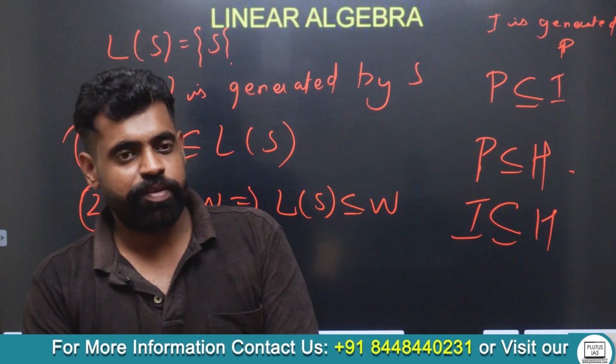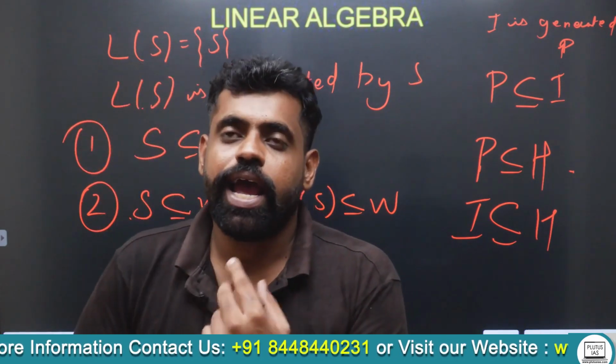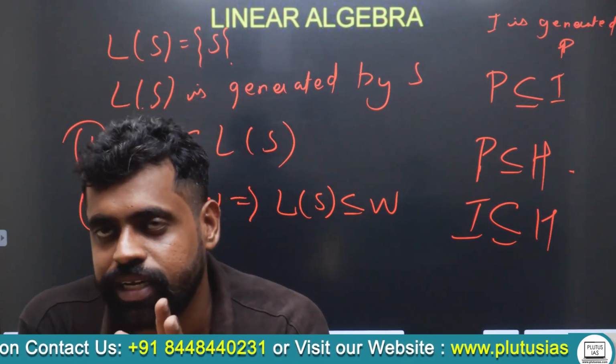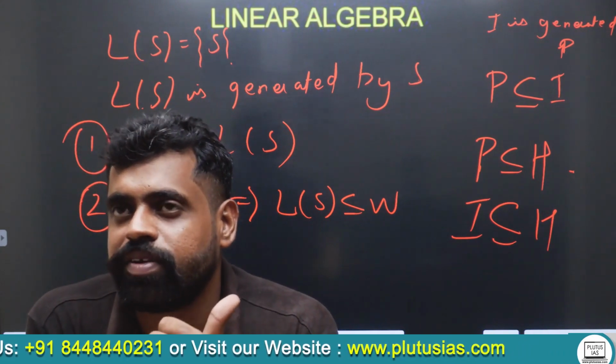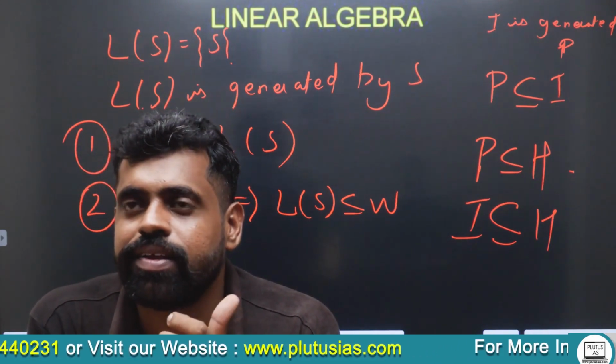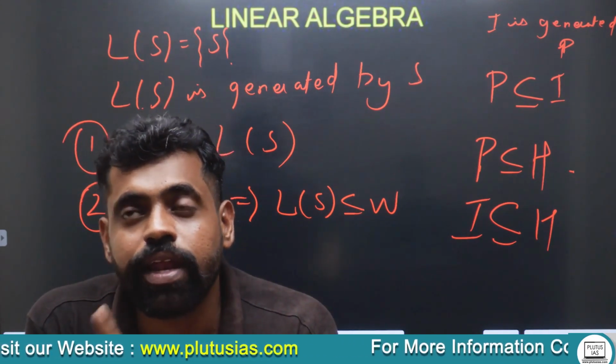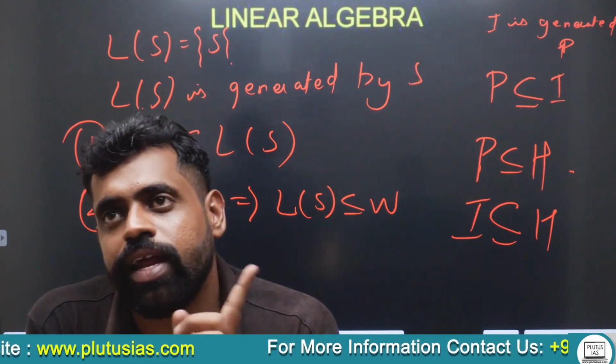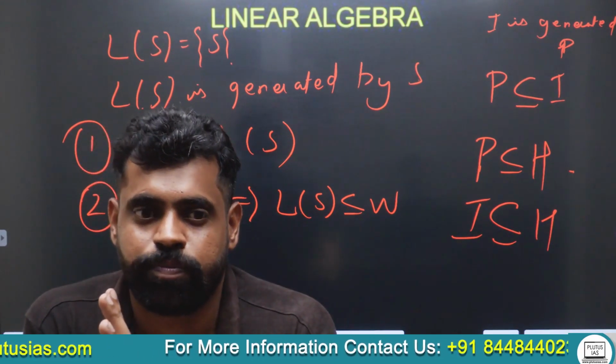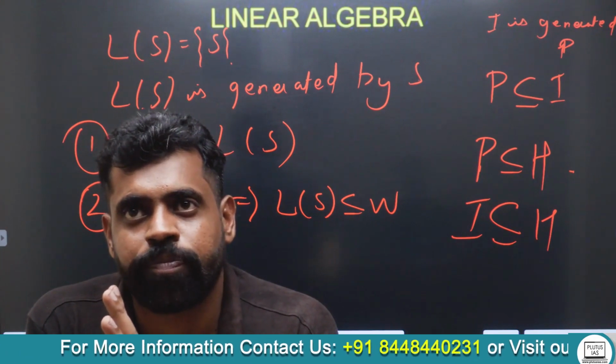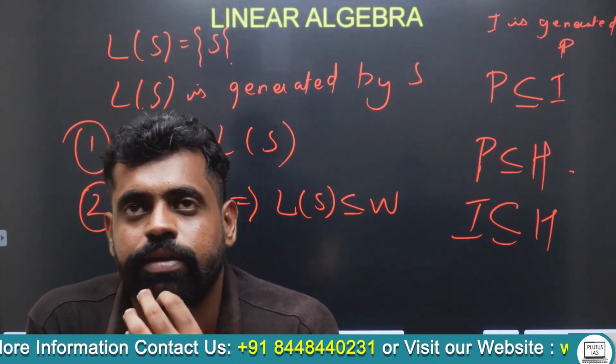This is what is meant by this. There are two conditions for L(S) being generated by S. First condition is that S is a subset of L(S). And second is, if S is a subset of another set W, then L(S) is also a subset of that W. Did you get it?